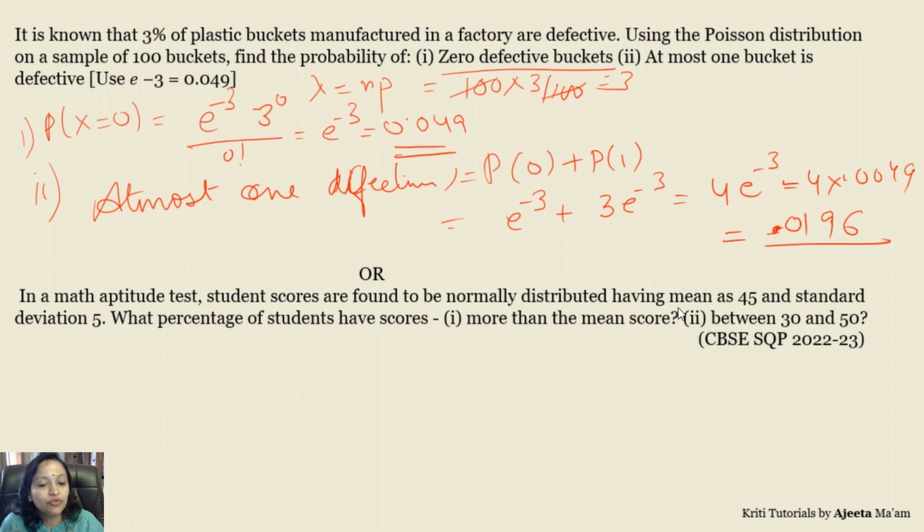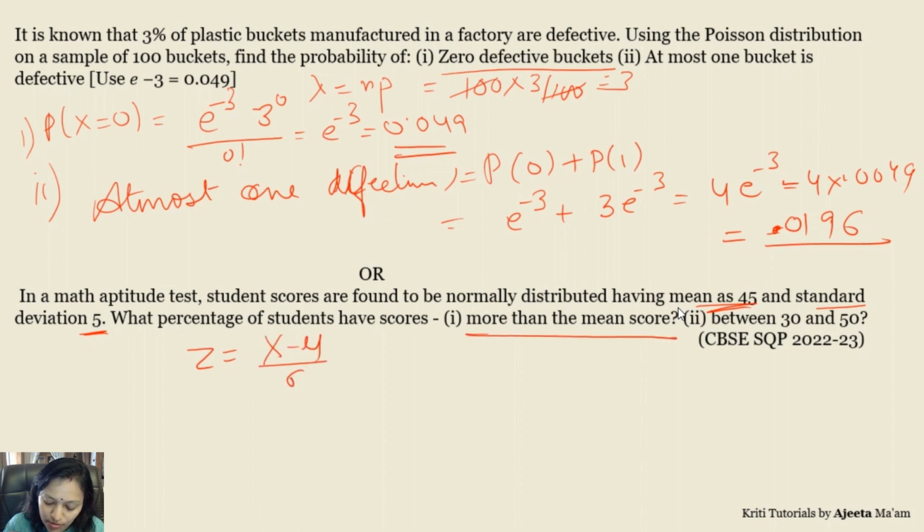Now, in a math aptitude test, student scores are found to be normally distributed with mean 45 and standard deviation 5. What percentage of students has scores more than mean score and between 30 and 50? Now, it's a simple thing. First, we find Z. Now, your mean is 45, correct? So, now, x minus mu upon sigma.